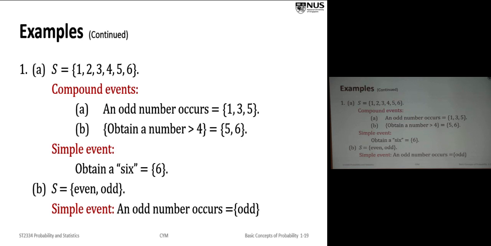Then I got a 4, it's also even. Got a 6, it's also considered as even. So what's the chance of getting an event even? It's equivalent to either you got a 2 or 4 or 6. Okay, so 3 possible outcomes.